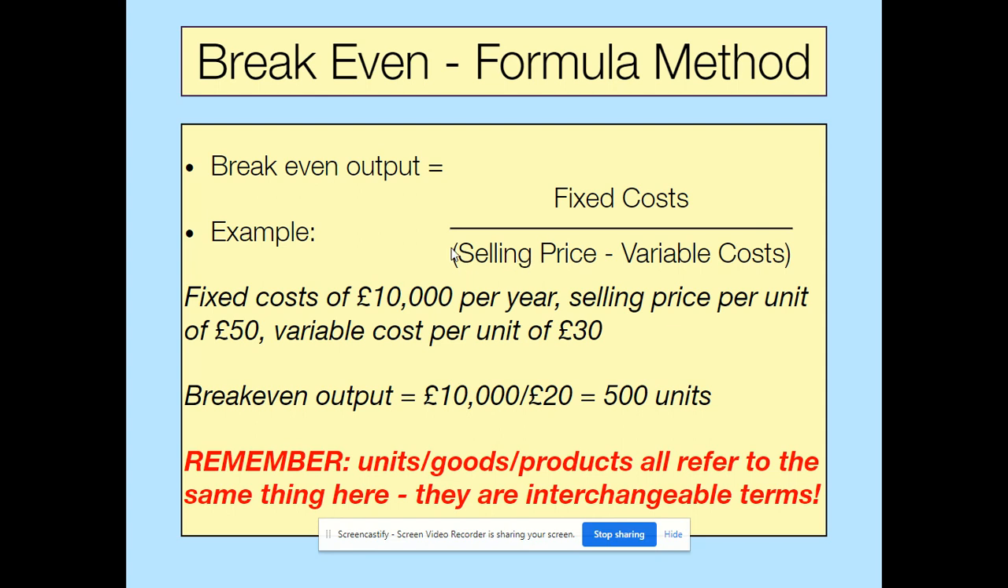Please make sure that you're writing down the selling price minus the variable cost in brackets. Otherwise, you're going to get a different answer. Okay, so you write down fixed costs divided by this thing here, which needs to be in brackets. Otherwise, you'll get something different. Okay, I know it's intuitive, but you need to know this.